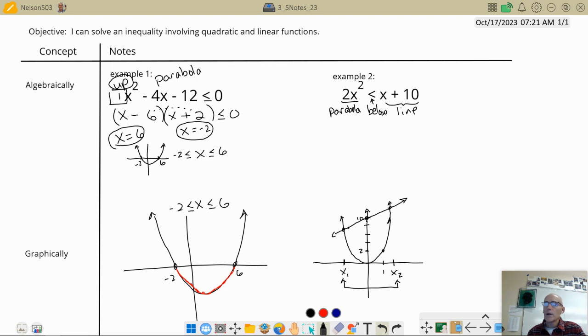Now, how do we figure out those two intersection points? Well, it comes back down to moving everything to the left side. So I'm going to go 2x squared minus x minus 10 is equal to 0. See, I want to know really when they're equal to each other. So I'm switching it to an equation like 2x squared equals x plus 10.